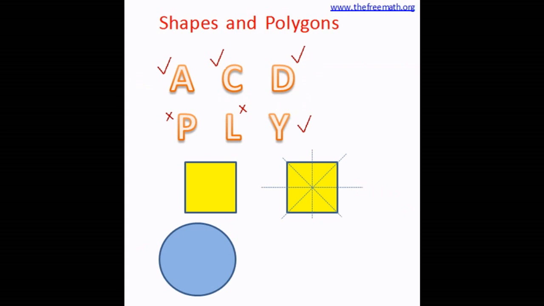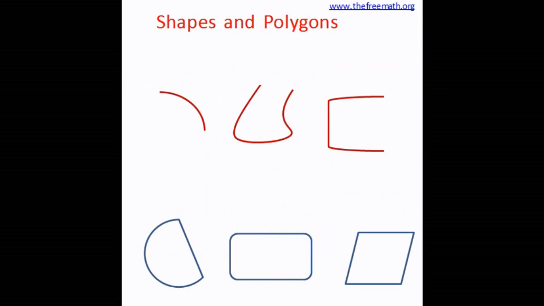Now what about the circle? Where can I fold it? I can fold the circle along its diameter, and that means the number of axes of symmetry would be countless. I can have so many axes of symmetry in case of a circle.